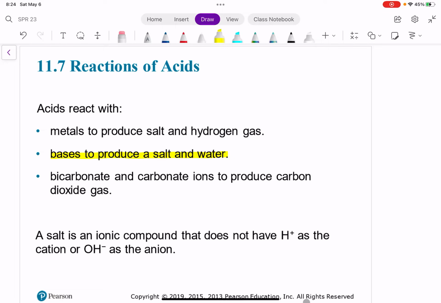In acid-base reactions, what can clue us into the fact that we have an acid-base reaction is that we're producing a salt and water. And that salt doesn't have to be NaCl. Salt is actually any ionic compound that does not have H+ as the cation or OH- as the anion, because if that was the case, those would be acids or bases. So in an acid-base reaction, a neutralization reaction, we react our acids and bases and we get out some kind of salt and water, not always NaCl, but sometimes.